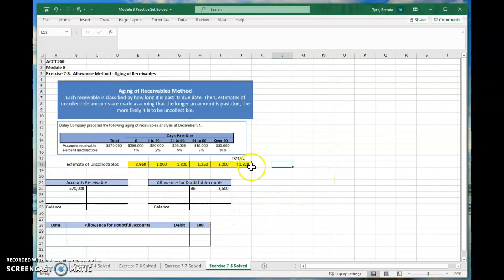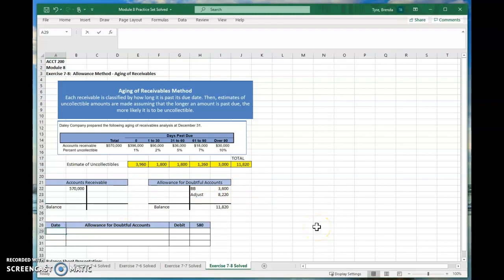It is not, right? I know that this is what my estimate needs to be. This is what my estimate currently is. So I'm going to grab this number. If I'm at 3,600 and I need it to be 11,820, I'm going to take that number minus the 3,600 to get a debit to bad debt expense required of $8,220 and a credit to the allowance account.